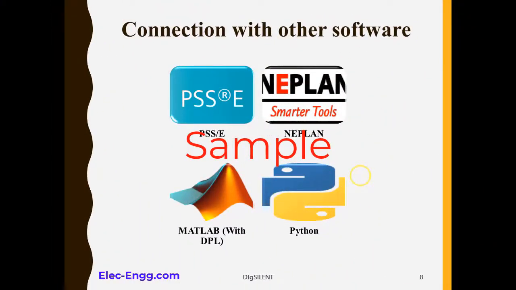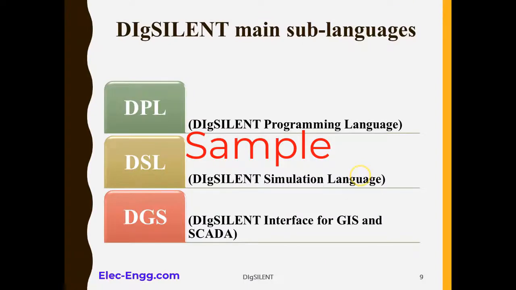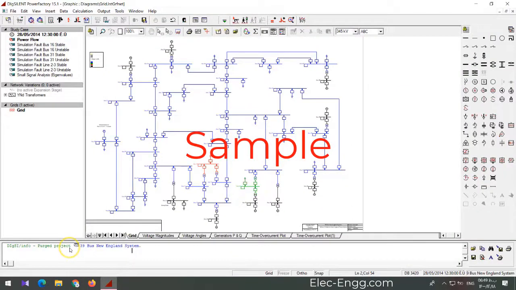It's good when, for example, you have a power system model of your region, your country, or your interested system, for example, in PSSE. And there's another, DIGSILENT interface for GIS and SCADA. We can show the results of any calculation of the power system.